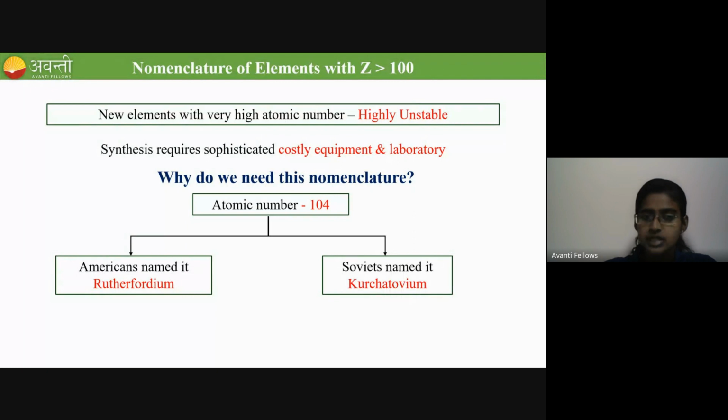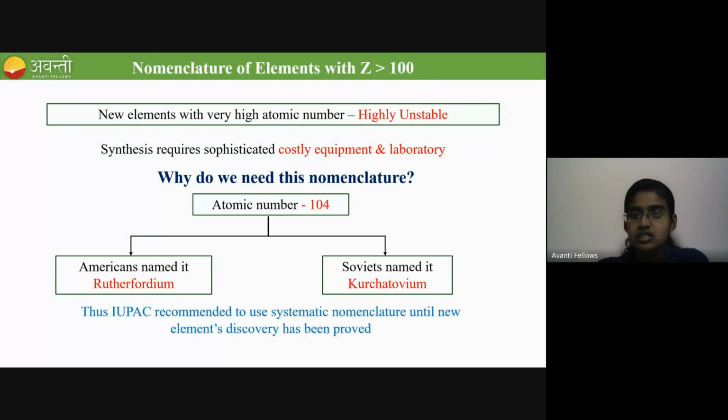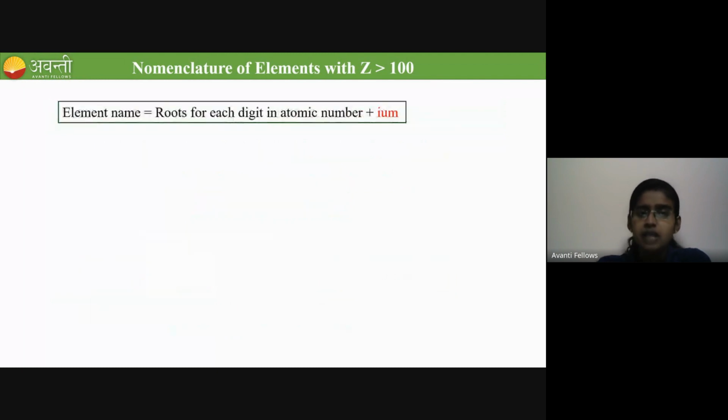International Union of Pure and Applied Chemistry. That institution recommended using a systematic nomenclature until the discovery of a new element has been proved. They gave a set of rules to name newly discovered elements, and that's why we follow those rules to name elements having atomic number more than 100. Now, what is the rule? An element name is equal to the roots for each digit in the atomic number plus ium. You don't have to worry about it, I'll give you a table.